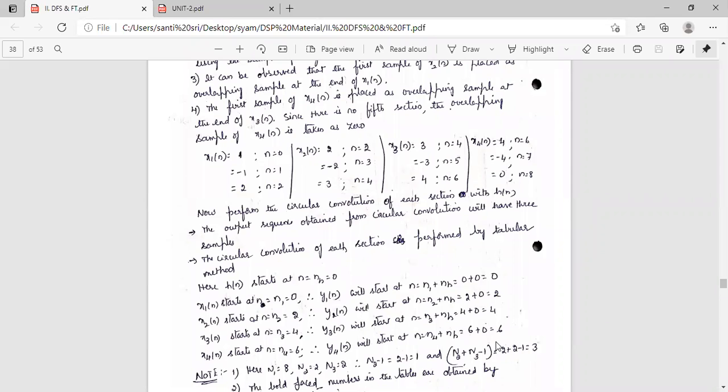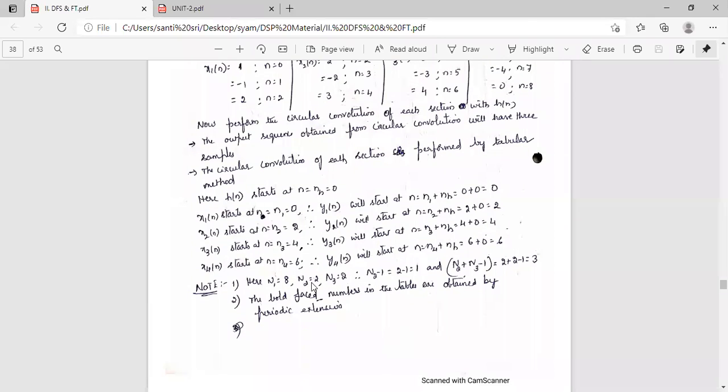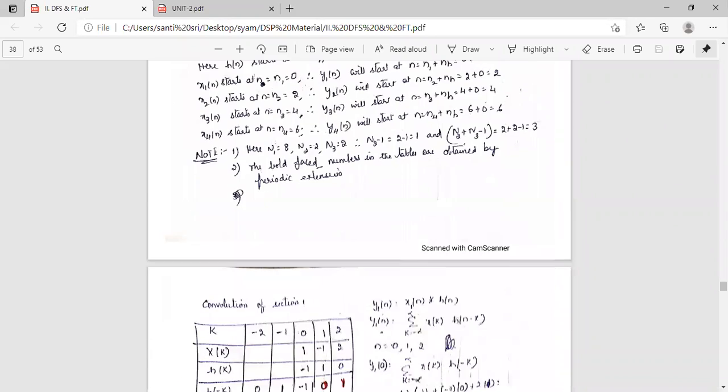We have to note that here n1 equal to 3, n2 equal to 3, n3 equal to 3. So n1 plus nh minus 1, that is 3 plus 3 minus 1, that is 5. Okay. So here we will do the linear convolution.